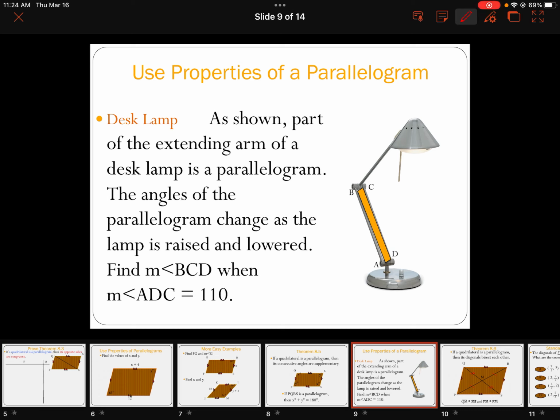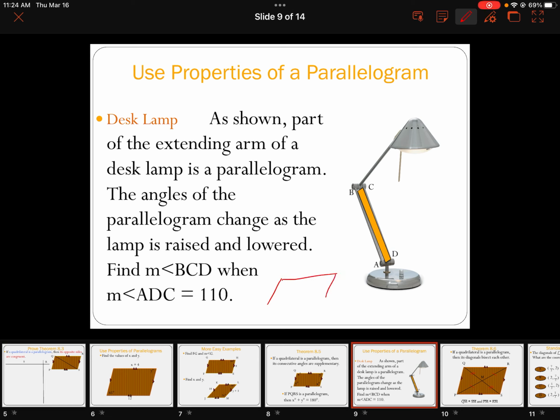We have a desk lamp. As shown, part of the extending arm of a desk lamp is a parallelogram. So we have this little parallelogram figure down here. The angles of the parallelogram change as the lamp is raised and lowered. Find the measure of angle BCD.